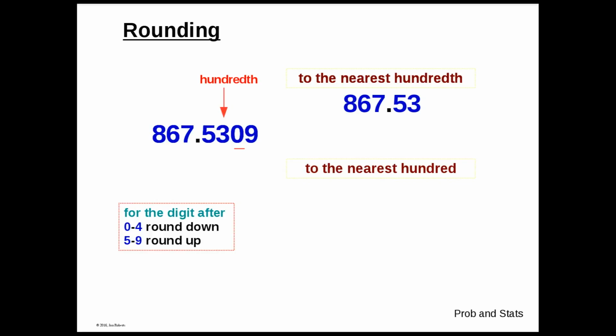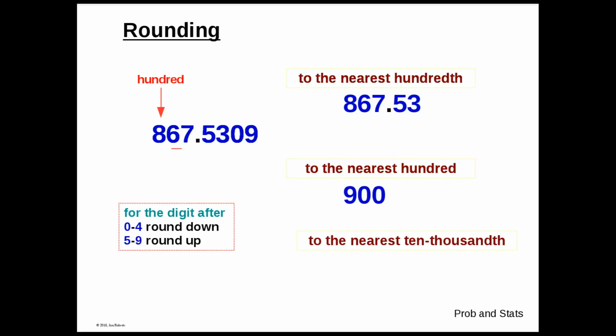If instead I wanted to round this number to the nearest hundreds place, the 8 in this number is in the hundreds place now. So I look at the digit that comes after the 8, which is a 6. Because that 6 is between a 5 and 9, I'm going to round up, which means the digit in the hundreds place needs to go from an 8 to a 9, and that would be the closest hundreds value to the original number. That is to say, 867.5309 is closer to 900 than it is to 800.